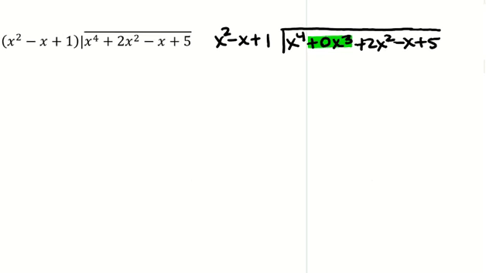Okay. So again, we know that the idea is you take this first thing in the divisor and you say, okay, what do I multiply x squared by to get x to the 4th? That's going to be x squared. So I take x squared and I distribute it into x squared minus x plus 1.